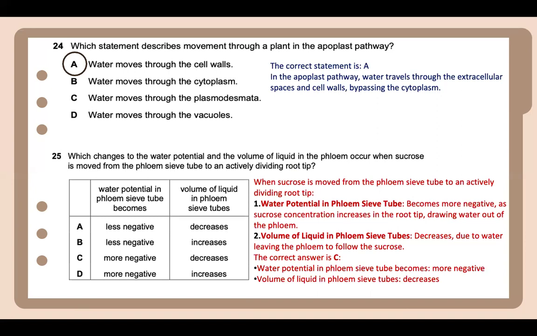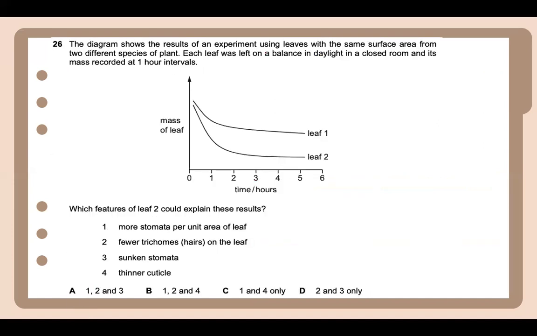When sucrose is moved from the phloem sieve tube to an actively dividing root tip, the water potential in the phloem sieve tube becomes more negative as sucrose concentration increases in the root tip, drawing water out of the phloem. And the volume of liquid in the phloem sieve tube decreases due to water leaving the phloem to follow the sucrose. So the correct answer is C. Water potential in the phloem sieve tube becomes more negative, and the volume of liquid in the phloem sieve tube decreases.